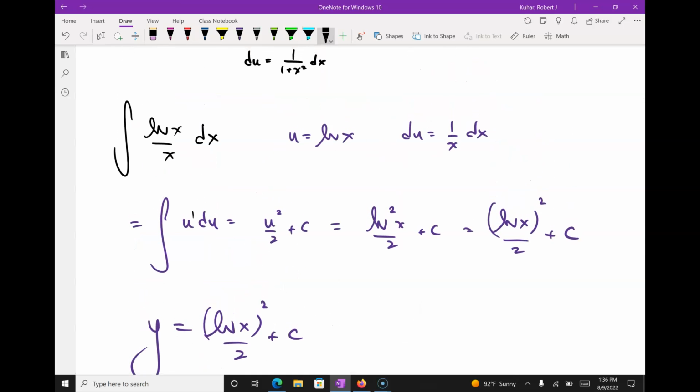Well, no, this is u to the first power. How do you integrate a power rule? You add 1 to the power, divide by the new power. du is the operator. It's this guy in green. It's saying to you, find my antiderivative with respect to u.